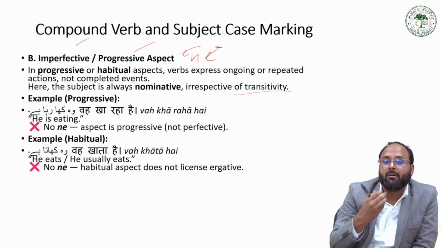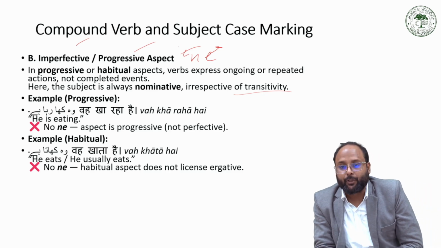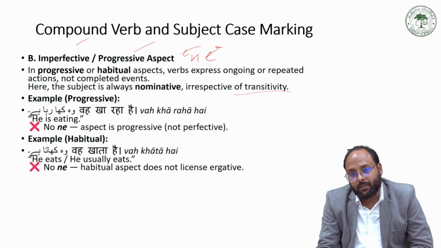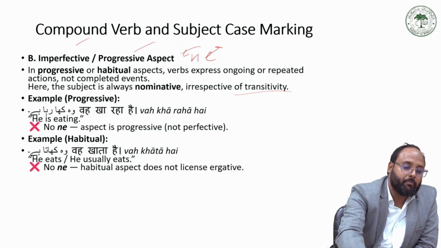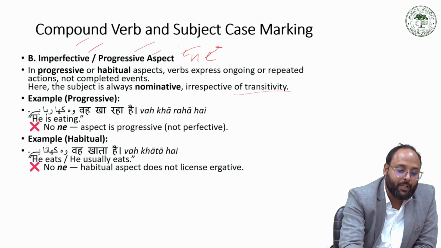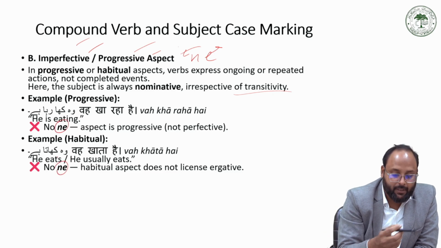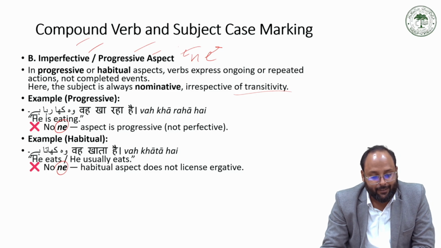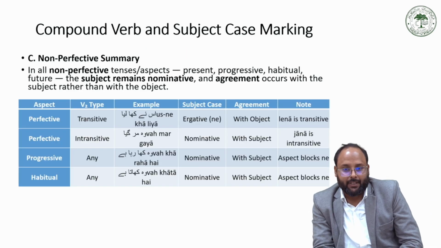या वो सोएगा, वो जागेगा. So both of these take the nominative subject. So in imperfective and progressive aspect, there is no ne marking on the subject. Like वो खाता है, वो खा रहा है. We cannot say उसने खा रहा है या उसने खाता है. So that is the summary.